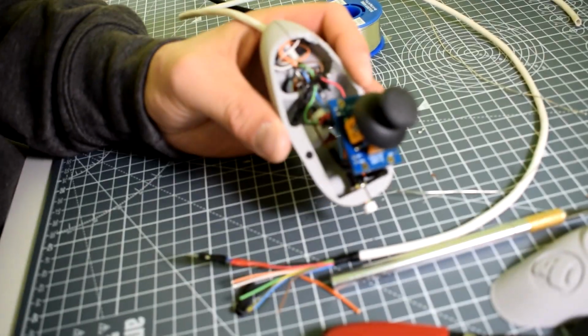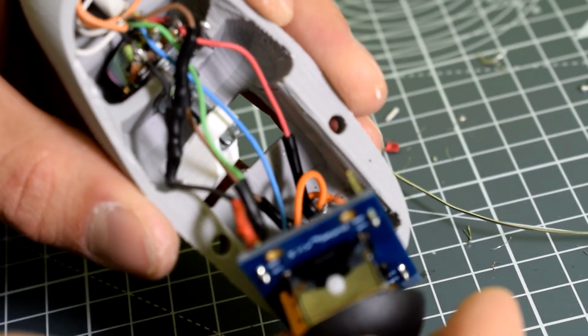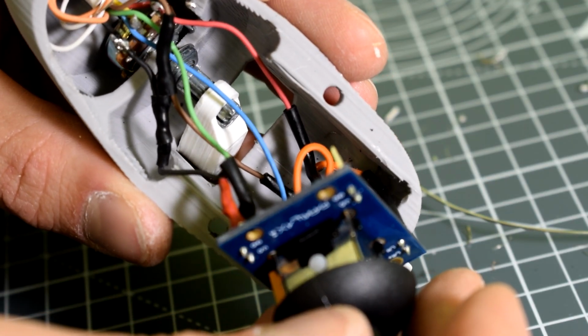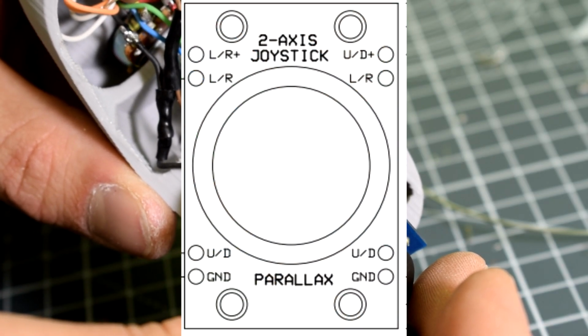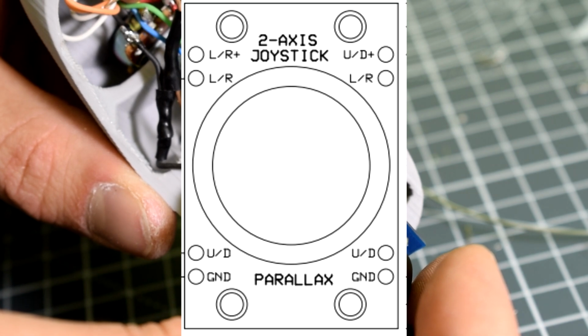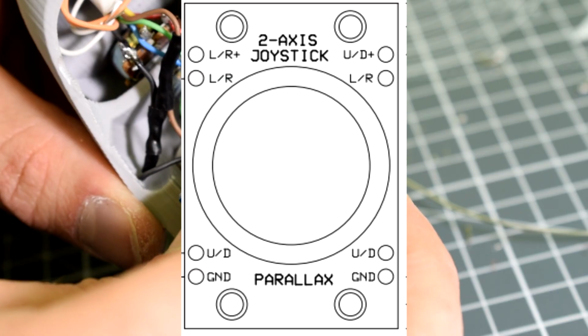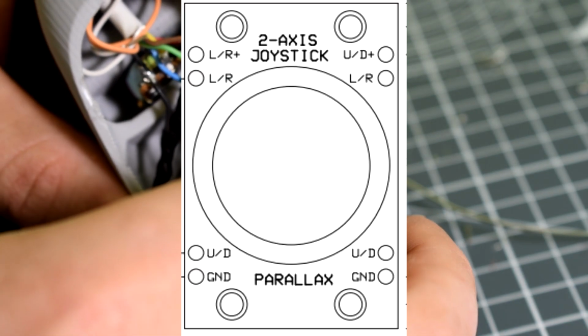If you're using the Parallax joystick, which I recommend you do because it's better, just notice that you need to power both of the sensors individually. So notice that there's a L/R+ and a U/D+. And that's the power for the left to right and the up and down connection. But you only need to wire one of the ground connections.